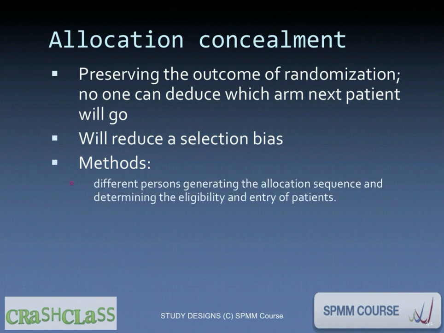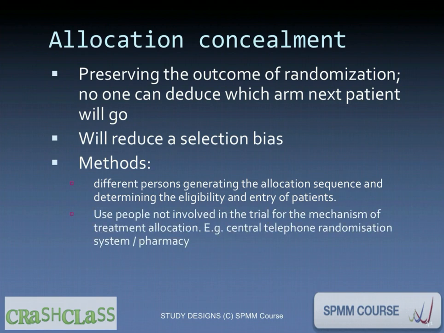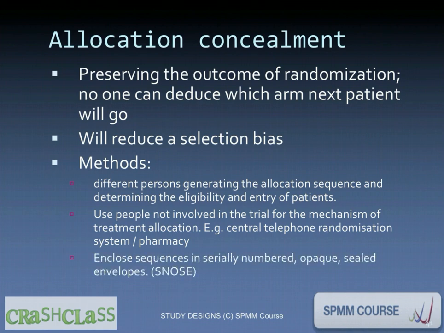How can we do this? Well, make sure that different persons are generating the allocation sequence and determining the eligibility and the entry of patients. So whoever is doing screening should not be doing generation of random sequence. Okay, so you separate the people involved in the trial. Number 2, use people not involved in the trial for the mechanism of treatment allocation. So use a central telephone randomization system or use a pharmacist to allocate people to treatment. And the pharmacist will keep the random sequence safe.